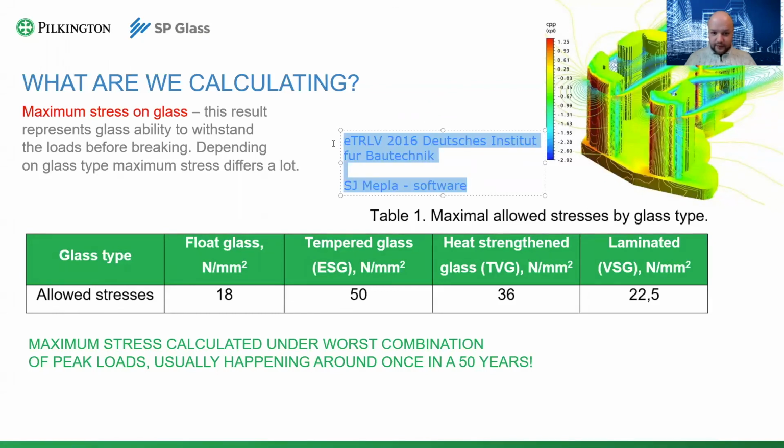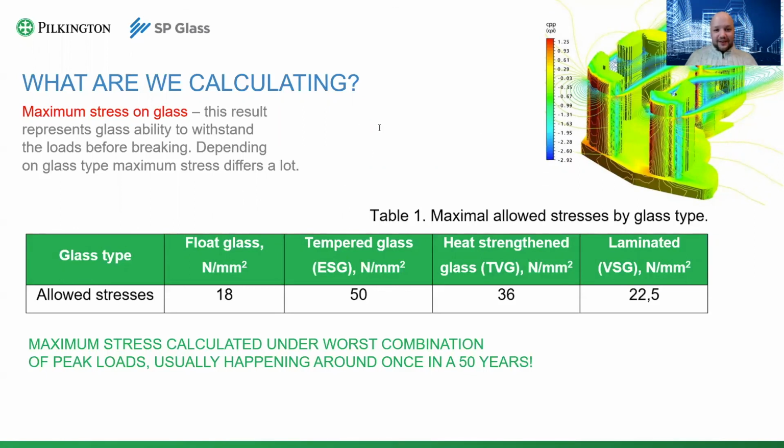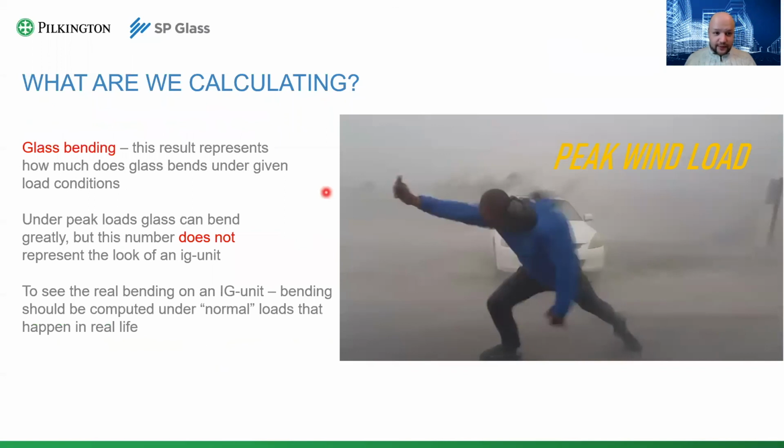Okay, I am removing everything about the Deutsches Institut. So this is the maximum stress. You have put everything into the program and calculated it, and then you see each individual glass and what maximum stress has been calculated. If the calculated stress is lower than the maximum stress for this glass type, you're good. If not, do something. Consider a replacement. So first, what we are calculating is stress. The second thing we are calculating is glass bending, so how much the center of the glass will move under the given load conditions.